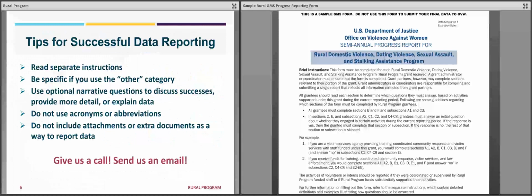So this slide shows a few tips for successful data reporting before we begin looking at sections of the progress reporting form individually. We ask that you please read the separate instructions. There are many helpful examples to assist you in filling out the reporting form. And throughout the form, there are other categories listed for many questions. In general, we ask that you use the other category only as a last resort. If you can find a way to put the information into a category that already exists or that is a close fit, please do so.